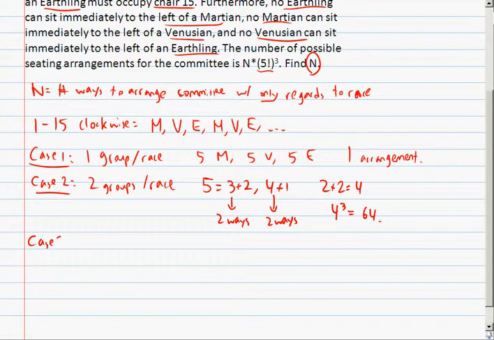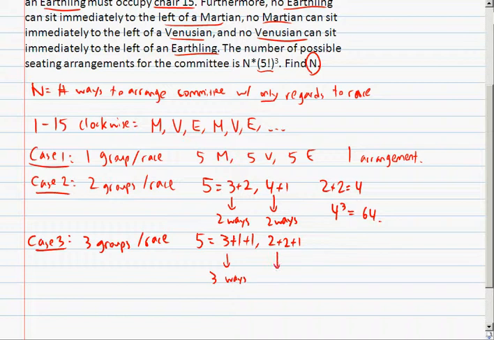Now for case 3, let's look at where we have 3 groups per race. So we need to find the ways to partition 5 into 3 parts. We can have 3 plus 1 plus 1, or 2 plus 2 plus 1, each of these with 3 permutations. And so the total number of arrangements possible in this case is 3 plus 3 cubed, which is 216.